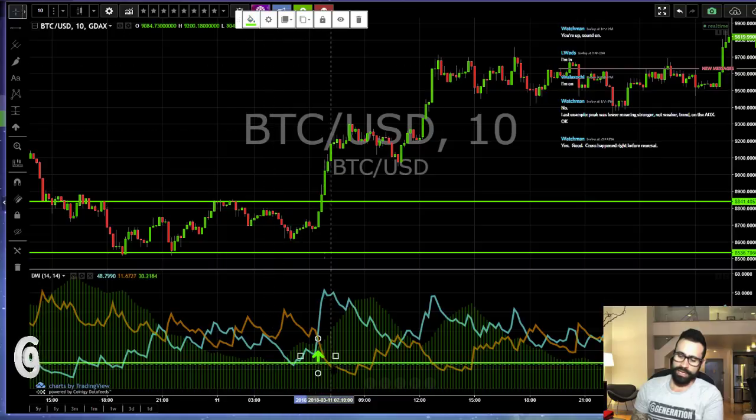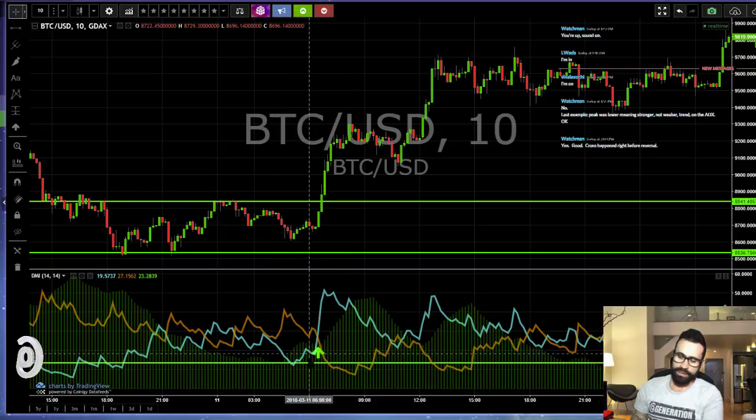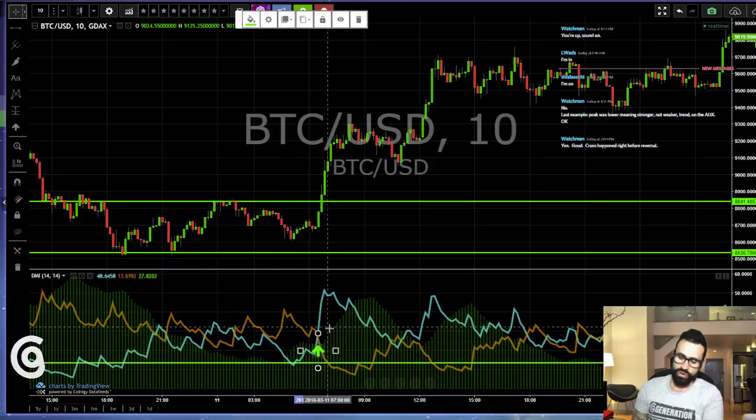because one, our ADX is at 24. We're going up into somewhat of an uptrend out of a range where it was laying flat, and we have this strong crossover.